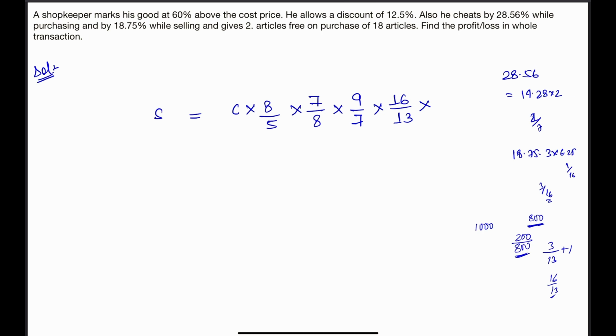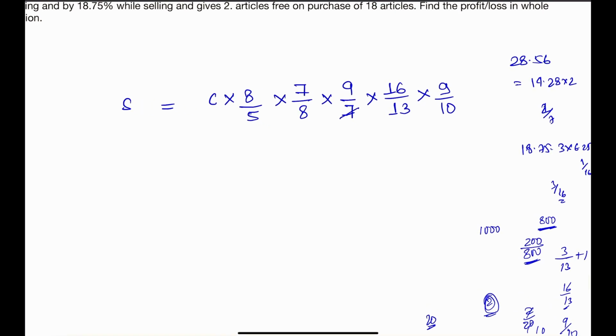Now, and gives 2 articles free on the purchase of 18 articles. So if he is giving 2 articles free of cost, actually he is selling 20, in which 2 are lost. 2 upon 20, right? So 1 by 10. So his multiplication factor will be 9 by 10. Now this will be my selling price. So let's just calculate everything. 8 2 ja, anything divisible?